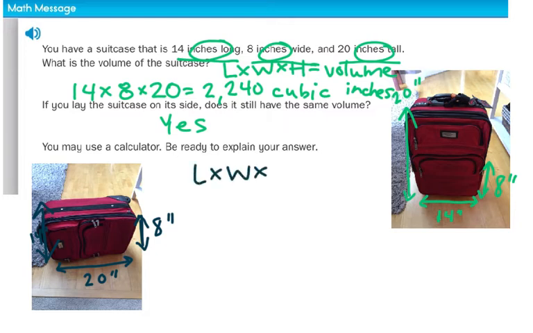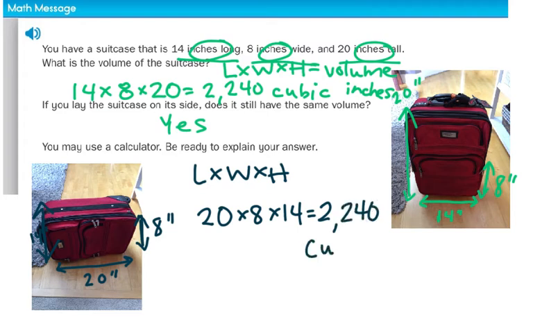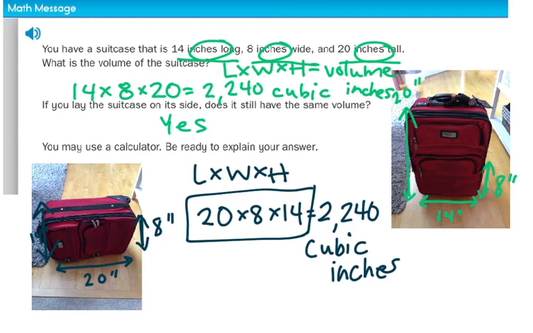So remember, volume is length times width times height. The length is 20. The width is 8. The height is 14. Can you now take your calculator and let's take 20 times 8 times 14. Do you get the same volume? The answer is still 2,240 cubic inches. What that tells me is it doesn't matter which order you multiply, you're still going to get the same result.